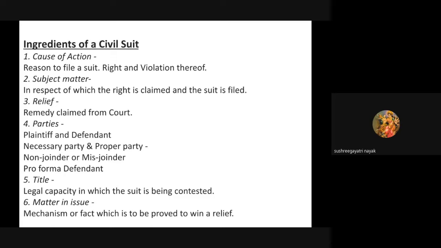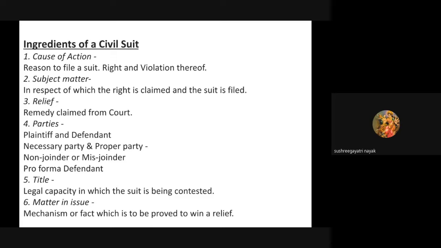And what is a cause of action? That cause of action is nothing but the reason to file a suit. So there must be a right, and that right has been violated by someone, and then you have a reason. Because someone violated your right, you have a reason to file a suit, and that reason is nothing but the cause of action.